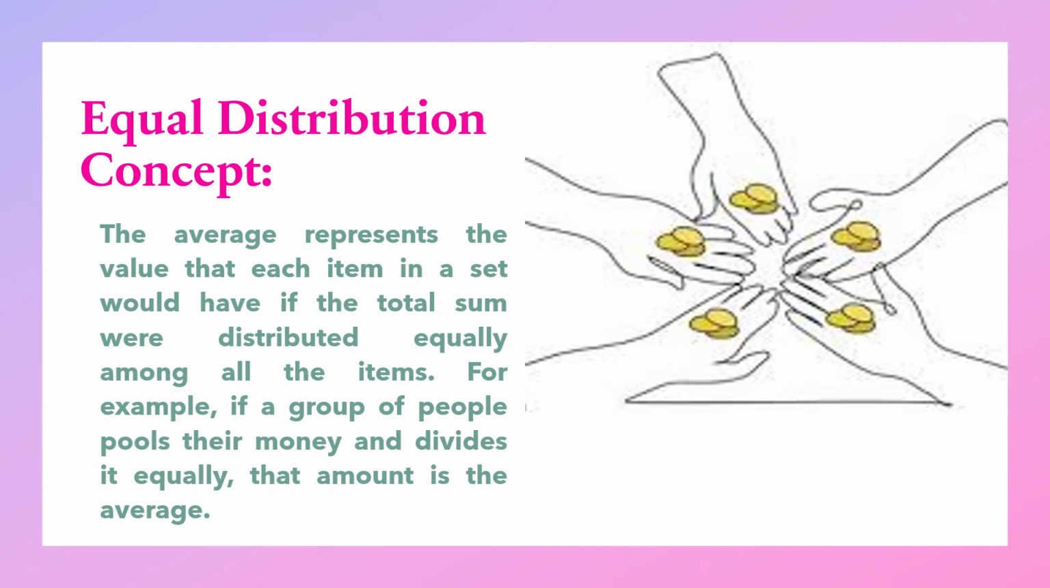Actually, the average is the value that shows the central or typical value of a set of numbers. In this lesson, we will understand the meaning of average, learn the formula, and practice examples so we can master this concept with confidence. And the main concept is equal distribution. It means if a group of people pools their money and divides it equally, what amount is the average?